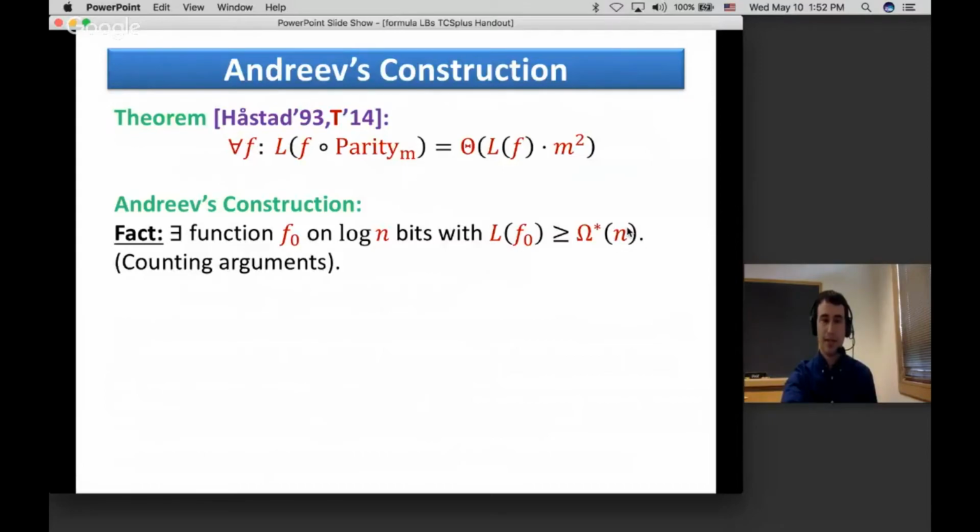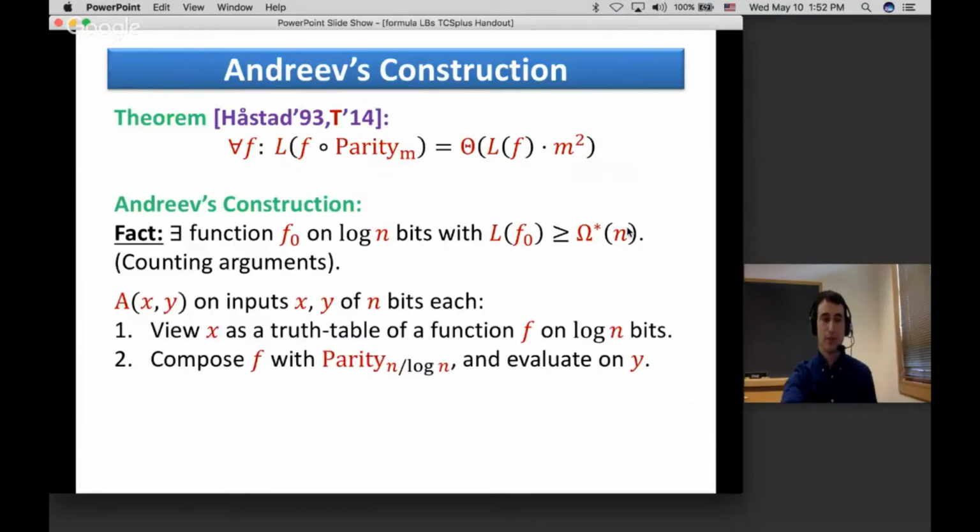And Andreev's idea is to convert this randomness to be part of the input. So instead of thinking of the input as one string, you think of it as two strings, x and y. You should think of x as the randomness. Both these strings will be strings of length n. And the first thing that you do is a mental experiment: you think of x as a truth table of a function on log n bits. Then you compose f with the parity over n over log n bits. This gives you a function on n bits. And you evaluate this function on y. So this is Andreev's function.